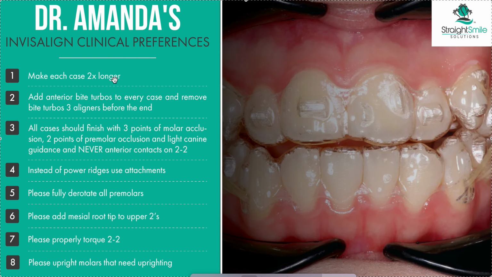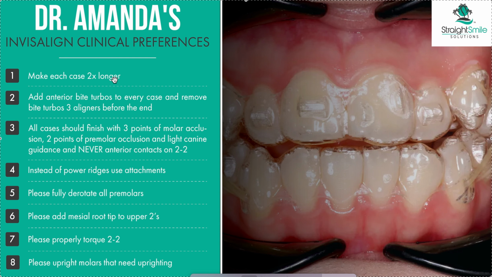So number one, make each case at least 2 times as long. I don't put that in my clinical preferences because they're not going to do it. First of all, you're not even going to know if it happens, right? So I wait for the case to be optimized on my own, which takes me a few times to get it perfect in terms of the movements that I want. Do I want IPR? Do I not want IPR? Do I want to expand? Do I want to distalize? Do I want to extract? I figure out the method that I'm going to use. Then once I optimize it, I ask them, make this case.